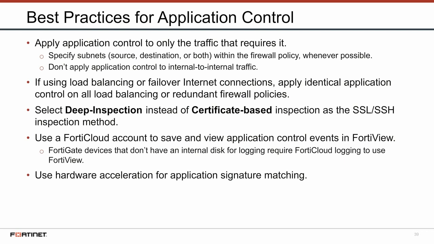Create identical firewall policies for all redundant internet connections to ensure that the same inspection is performed on failover traffic. Select deep inspection instead of certificate-based inspection for the SSL/SSH inspection mode to ensure content inspection is performed on encryption protocols. FortiGate models that feature specialized chips such as network processors and content processors can offload and accelerate application signature matching for enhanced performance. You can use a FortiCloud account to save and view application control logs in FortiView on FortiGate devices that do not have a log disk.